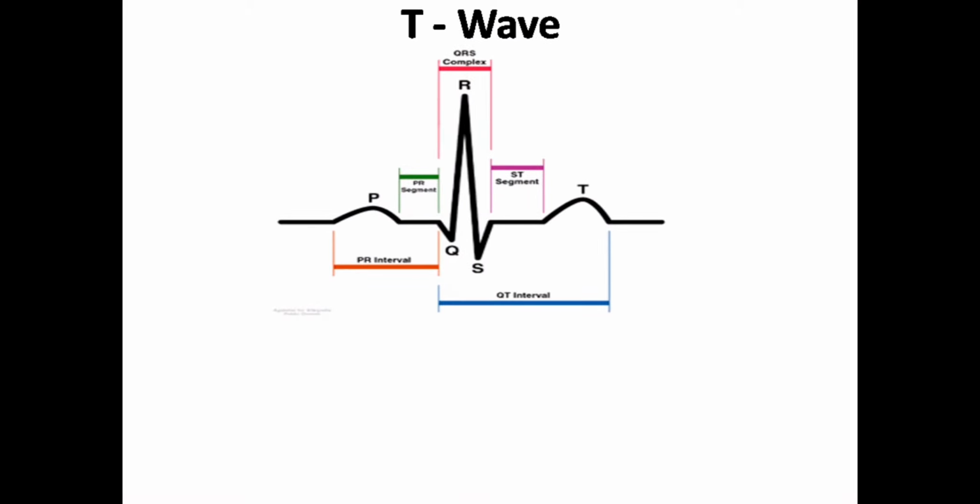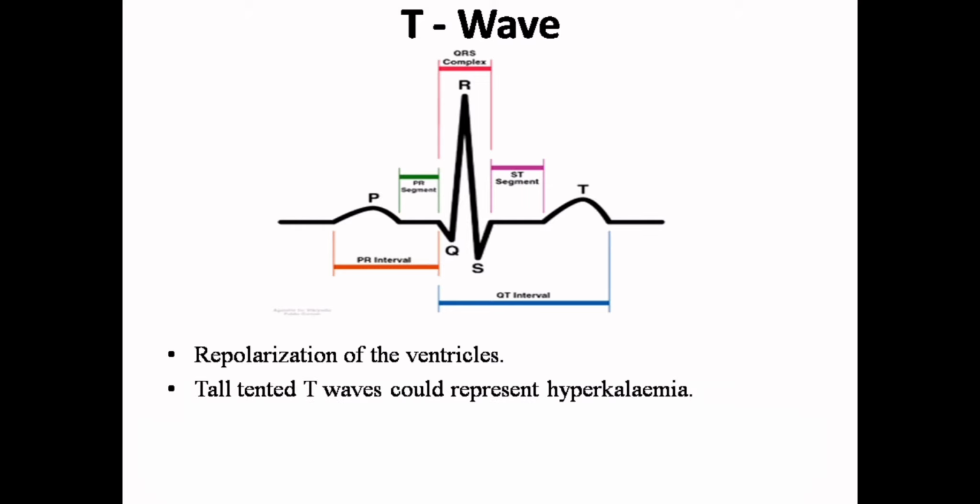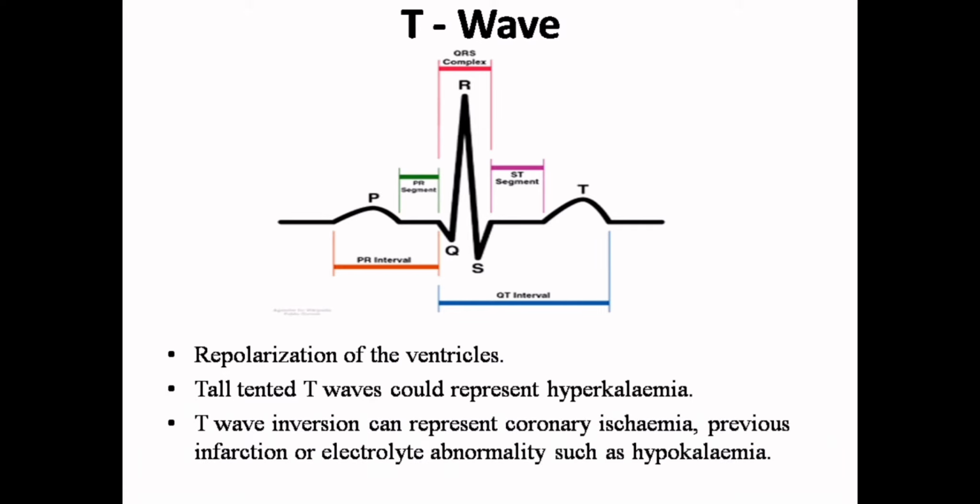Next we will see the T wave. So T wave represents the repolarization of the ventricles or the relaxation of the ventricles. So tall tented T waves could represent hyperkalemia. So tall T waves represents hyperkalemia. T wave inversion can represent coronary ischemia, previous infarction or electrolyte abnormality such as hypokalemia.